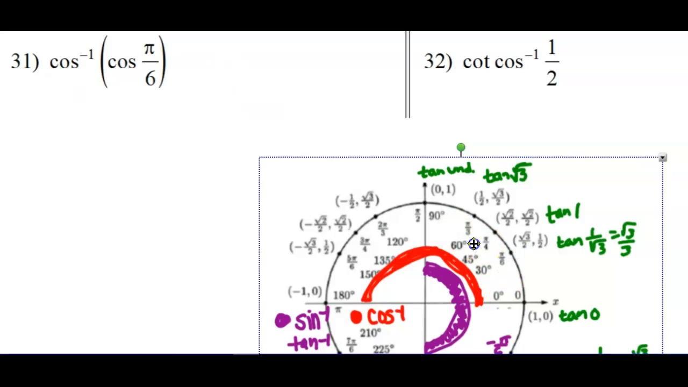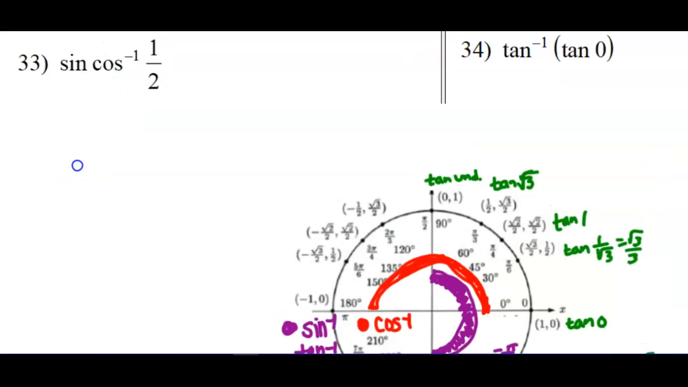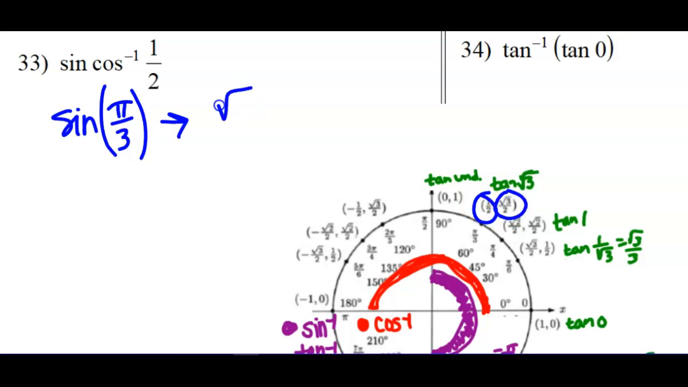Cosine at pi over 6 is square root of 3 over 2. And then it says, where is the cosine square root of 3 over 2? Well, we're in quadrant 1, so it's just going to be at pi over 6. These are not the same function. So where is the cosine 1/2? Happens here at pi over 3. But then it's asking, what is the sine at pi over 3? And that would be the y value of square root of 3 over 2.